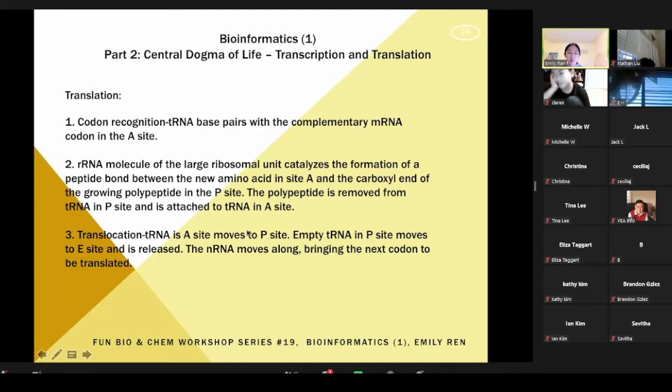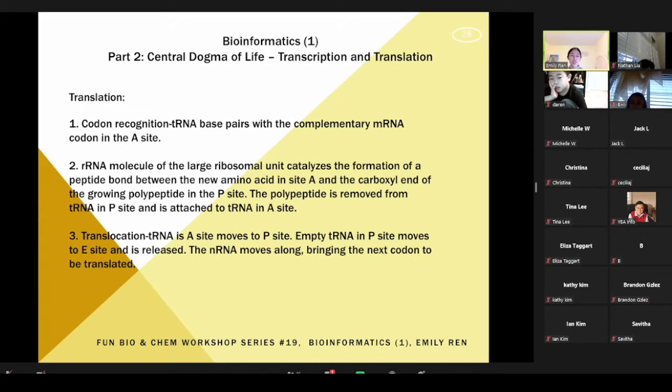And the third step is translocation, which is when the tRNA in the A site moves to the P site, and the empty tRNA in the P site moves to the E site and is released.